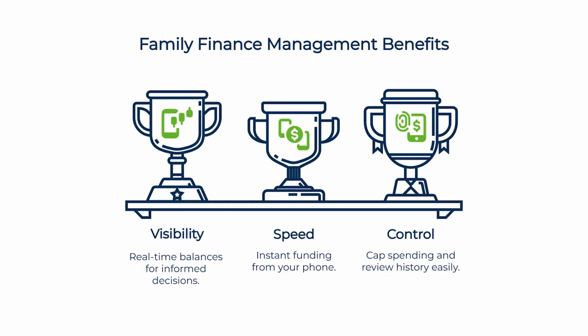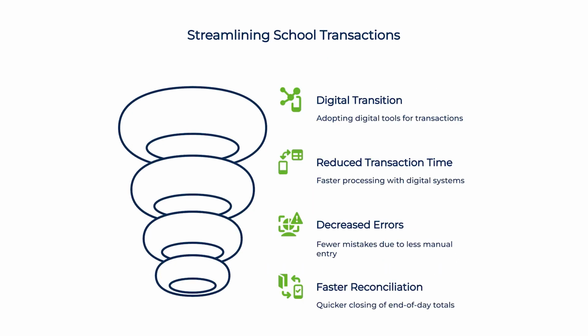Visibility means real-time balances instead of morning surprises. Speed means funding from your phone instead of driving to the office. Control means you can cap spending, set alerts, and review history. And when there are multiple kids, a single login usually shows all profiles, which puts all information in a single dashboard. Schools benefit too. Cash handling drops, lines move faster, and reconciliation tightens up.